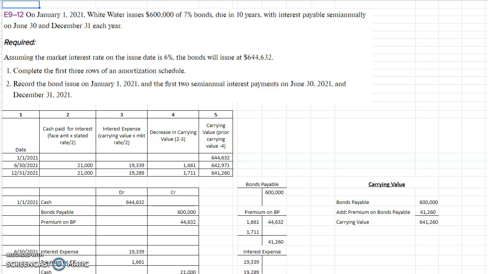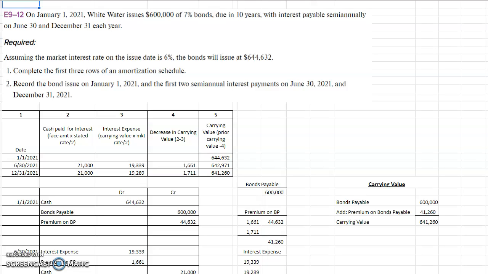Hello, this problem is the same numbers as the problem with the discounts, except that we've got the market rate being less than the stated rate so that the bonds are issued at a premium. So this problem illustrates how this happens when you have a premium on the bond payable. Premium on a bond payable is a credit balance account.